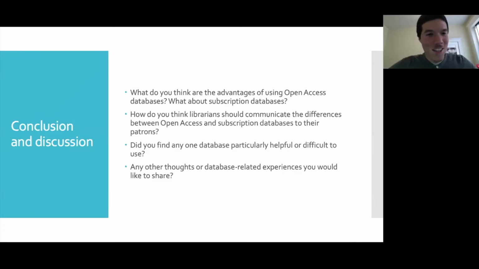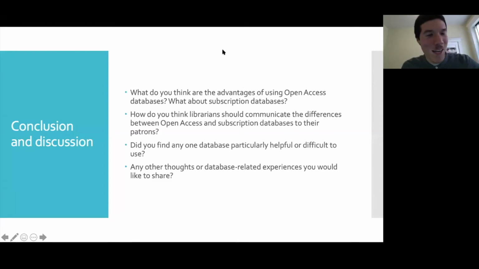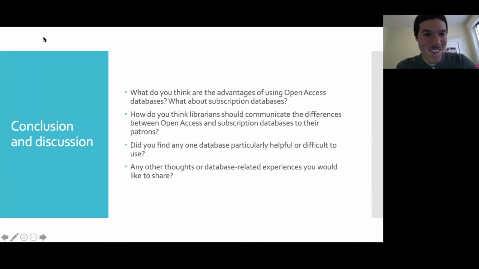Any other databases you guys found particularly helpful or difficult to use? I think the AIDS info was good. I mean, it's one location with one topic, and then you can look up whatever you may want to. I found the National Agriculture Library to be kind of difficult. That one was open access, right? Yes, that was open access. It's basically just a government database.